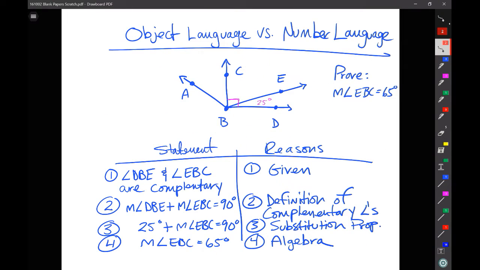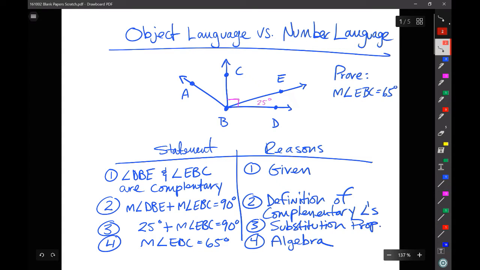Okay, so we're talking about object language versus number language. This is a little bit of a weird concept, but it applies to geometry, so you've got to get a handle on this. The first thing I want to bring to your attention is what we're doing. We've got this given picture, and we're being asked to prove that the measure of angle EBC is 65 degrees. Now, you heard me say measure of angle EBC. That's what that letter M stands for right here.